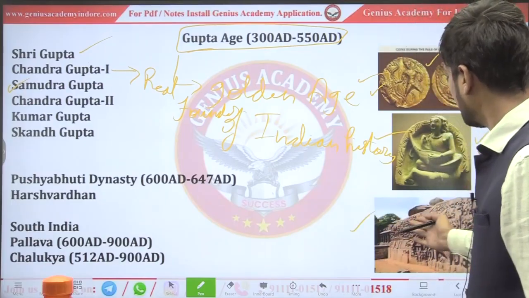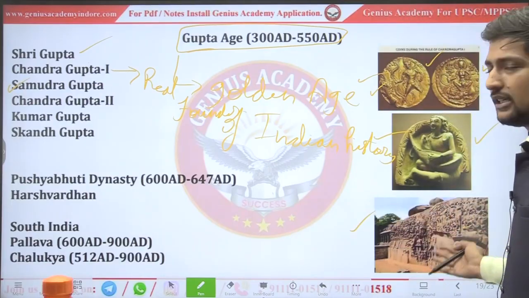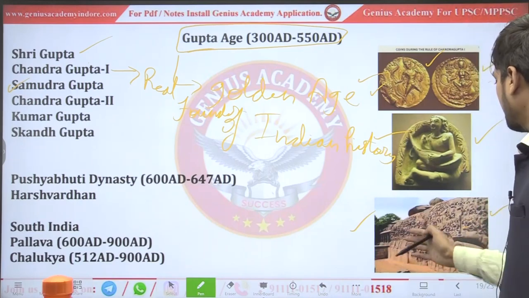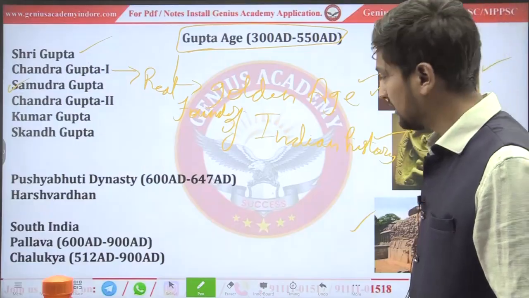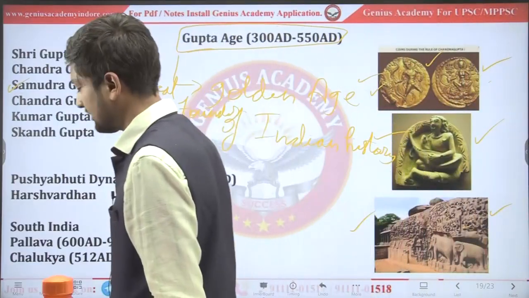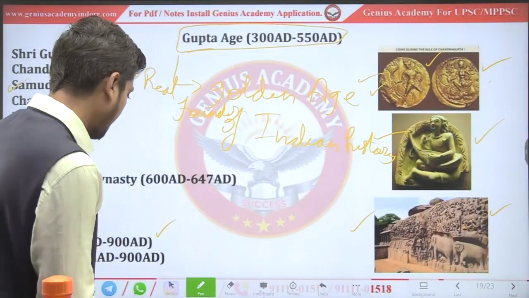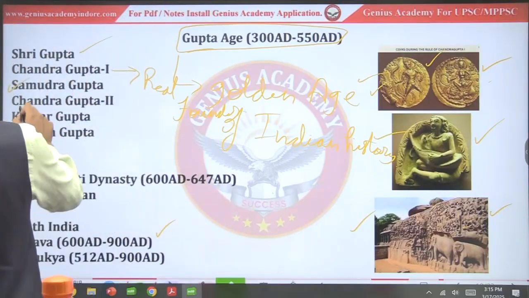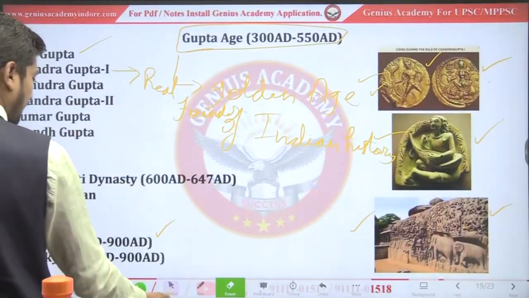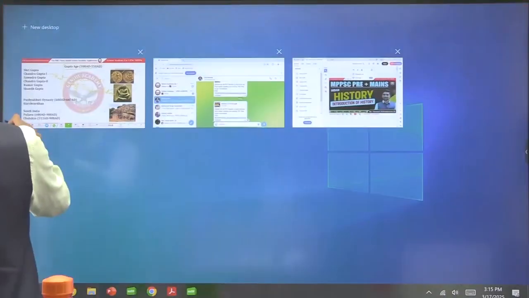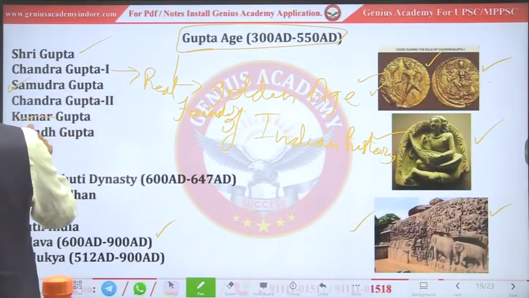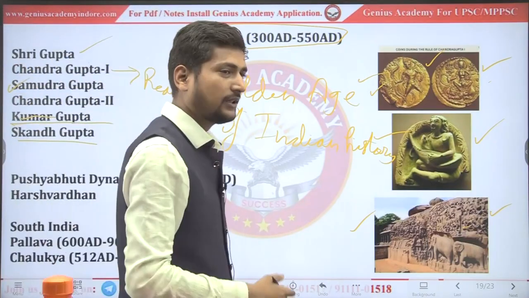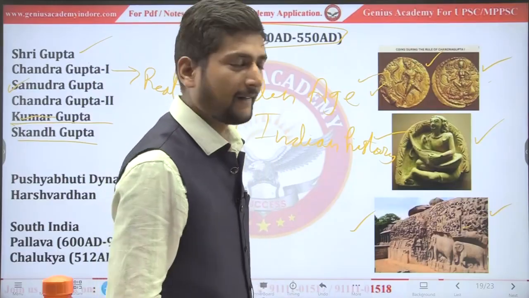These are the engravings on temple walls of South India related to the Pallavas. Chandragupta II, Kumaragupta and Skandagupta are the major rulers of the Gupta dynasty.